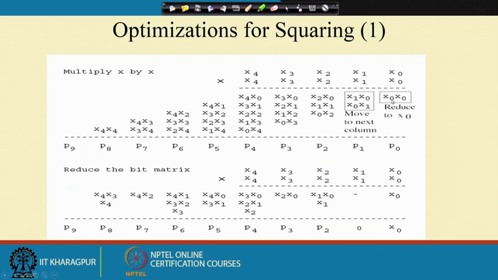Just like the same, I can remove, or I do not require the AND gate, which is basically doing x0 multiplied with x0. Why? Because x0 into x0 is nothing but x0. So the direct x0 can be mentioned as P0, that means the product 0th product bit. In this way, if I investigate the whole partial products, I can get some of the optimization factors.